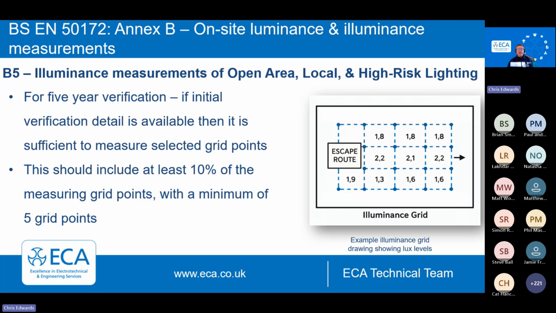As you can see on the screen, it should include a minimum of 10% of the measuring grids with a minimum of 5 points. So if you've got a really small premises and 10% would be 2 points, you need to make sure you're measuring 5 points. For larger premises, it's 10% of the grid points. That's an awful lot easier than doing all of them. If that information is not available, then you have to default to the initial verification situation.